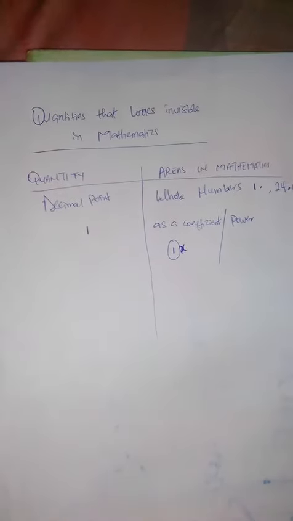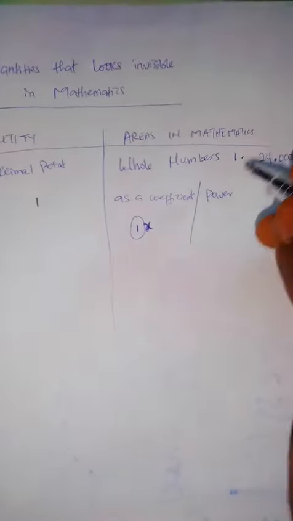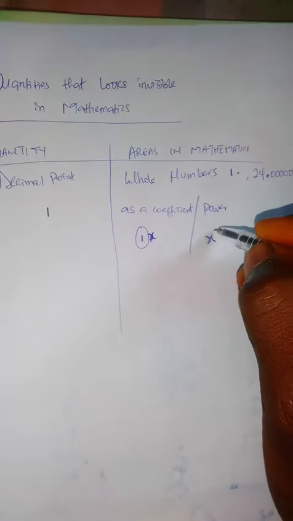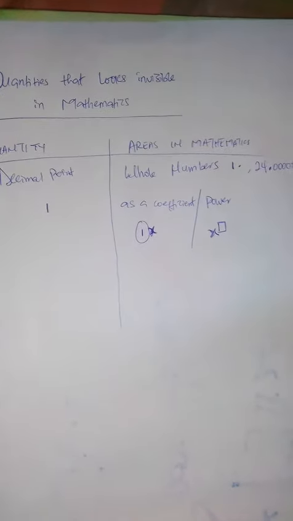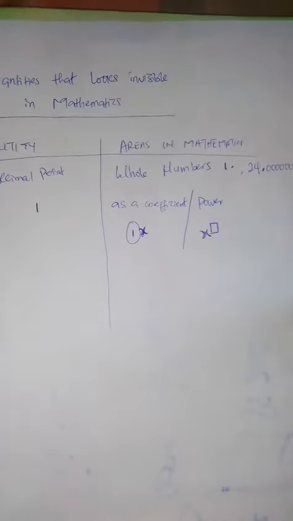The second aspect is as a power. What is a power? Index. What is index? Indices, basically. So, as a power, the example is still x. What is the power of x in this place? It's 1. X raised to power 1 is x. So, the 1 here seems invisible.